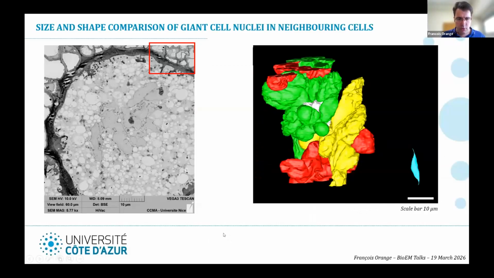Just a quick slide for the comparison of the size of this nucleus in a giant cell and the nucleus in a normal cell, like the small one you can see in the vicinity of this giant cell. You can see there's a lot of difference in the size and in the morphology.